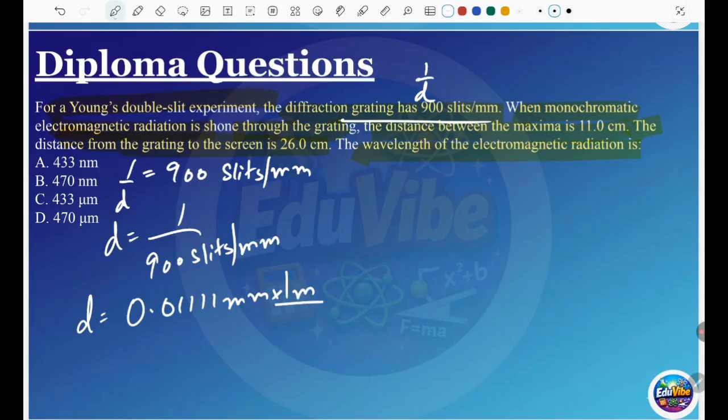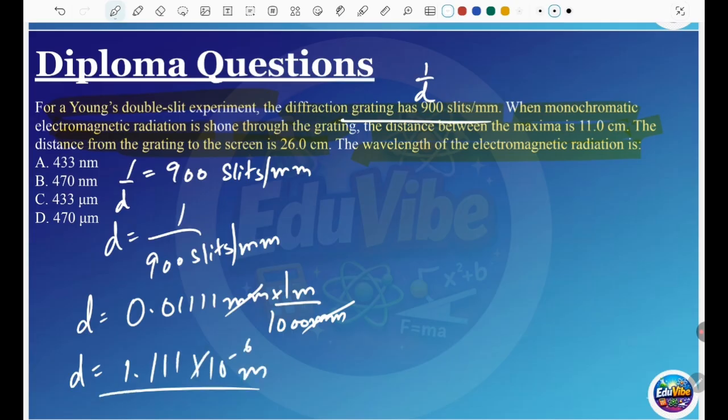1 meter is equal to 1000 mm, so the mm cancels off the mm. You get about 1.111 × 10^-6 meters. What's the formula you want to use? The distance between the maxima, from one bright spot to the next, is called x, so x is given to you. The distance from the diffraction grating to the screen is L. You know this is the L.